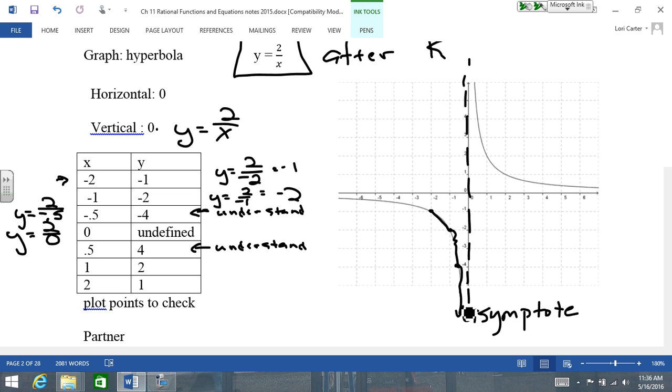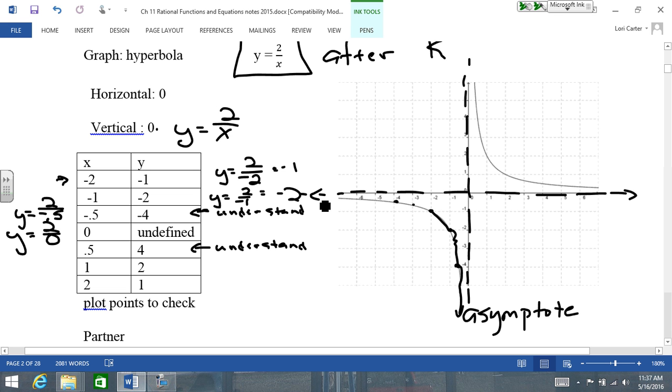Now let's look at what happens when I go the other way. If I plug in -3, what do I get? 2 over -3 is what? A point. Negative 2/3 is about 0.6, right? What's 2 over -4? Negative a half. 2 over -5? It's going to get closer. It's going to get close to what? 0. Will it ever touch it? No.